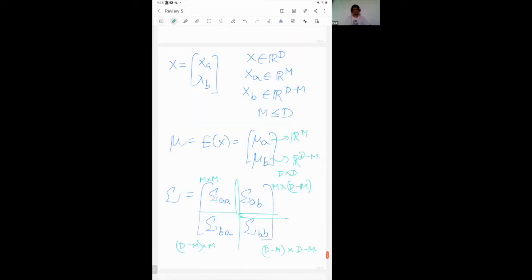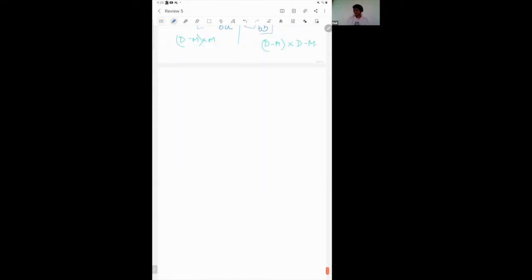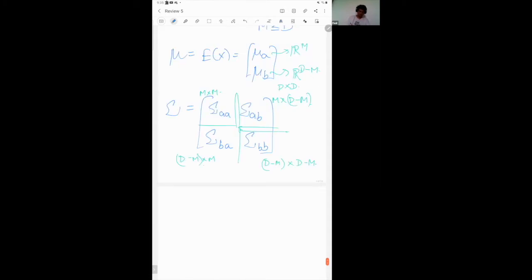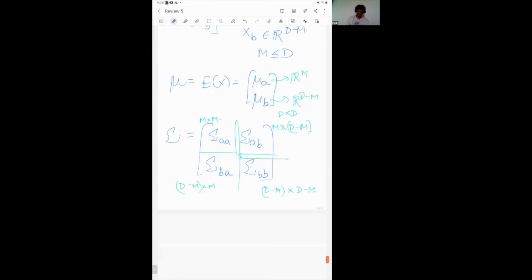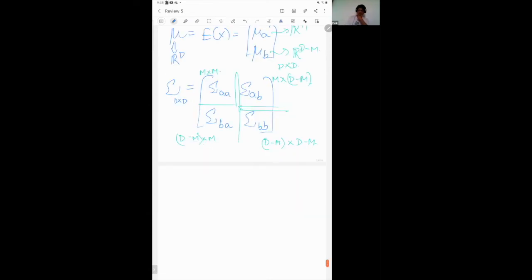So any doubts still here? Okay, seeing none, we'll move further. All of this is just the d dimensions we have originally. Now what we need to find is the probability of this xa.